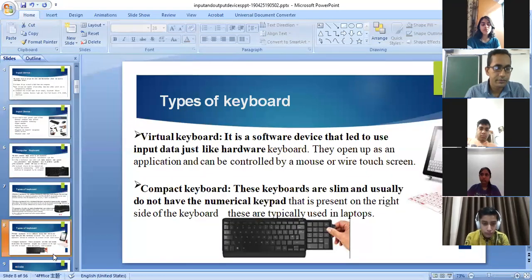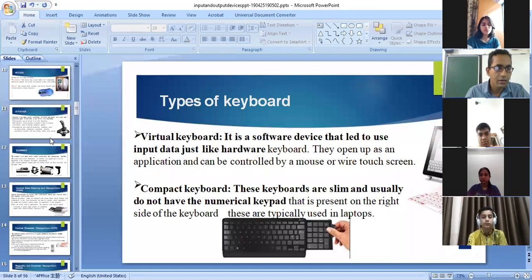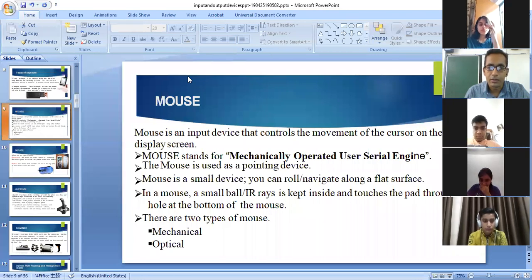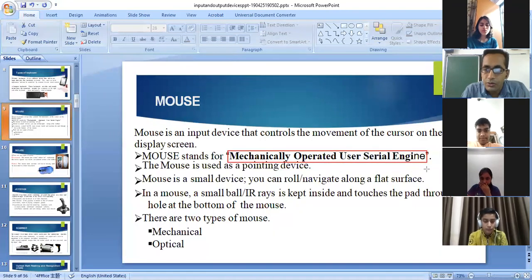Next. Moving over to the next slide is the mouse. The mouse is an input device that controls the movement of the cursor on the display screen. Mouse stands for mechanically operated user serial engine. This you might have not studied anywhere, but this is the full form of the mouse. It's a very small device. It uses the concept of infrared rays.